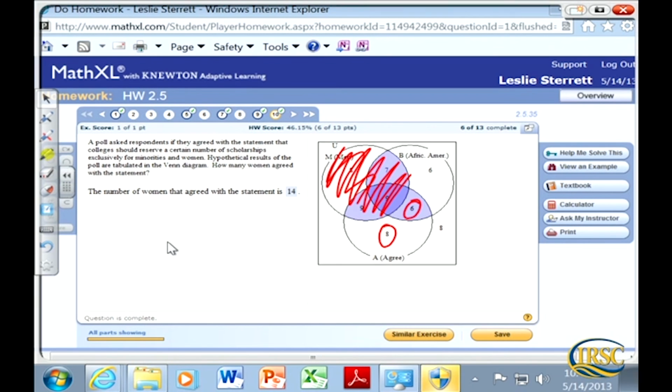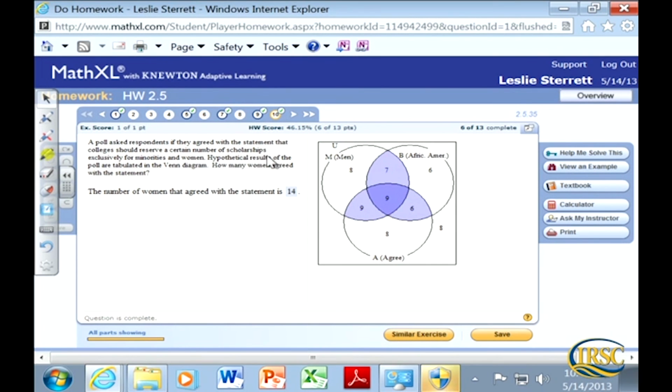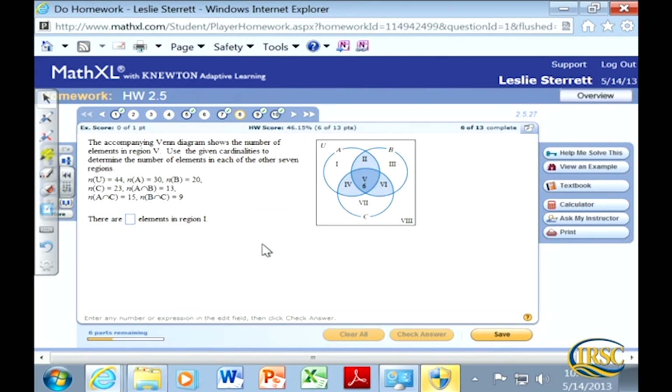All right, now you have a couple problems where it asks you to create a Venn diagram from a survey, but it also gives you a general one, like, if it's not a survey, like this one in number 8. This one lists the cardinal number of each thing you're looking at.